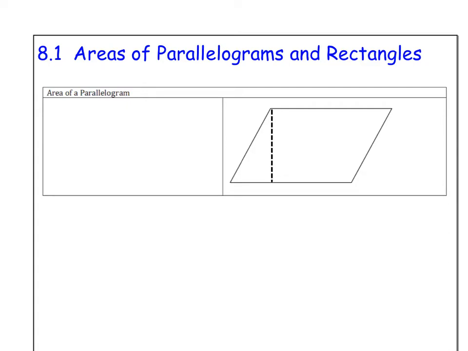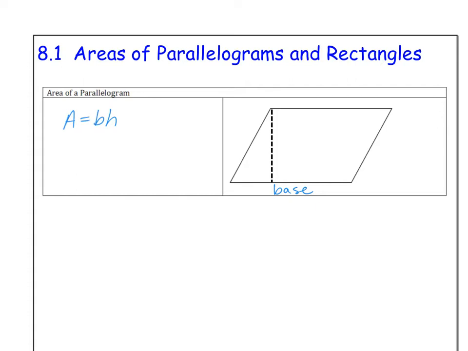Today we are going to learn about Unit 8, Lesson 1, areas of parallelograms and rectangles. And you probably have seen this formula before. To find the area of something, that's like how much space something takes up, the formula goes like this. Area equals base times height. And the base and the height have to be perpendicular.